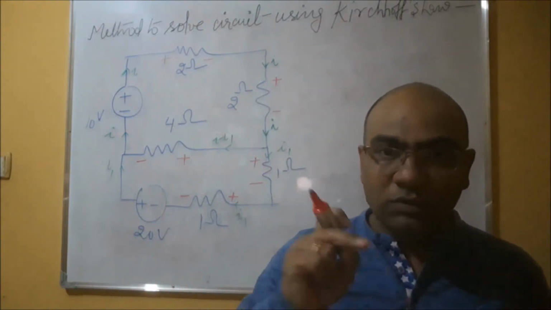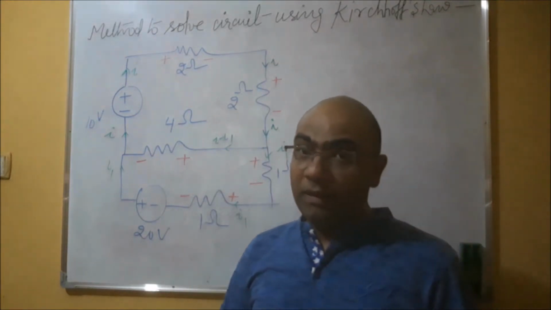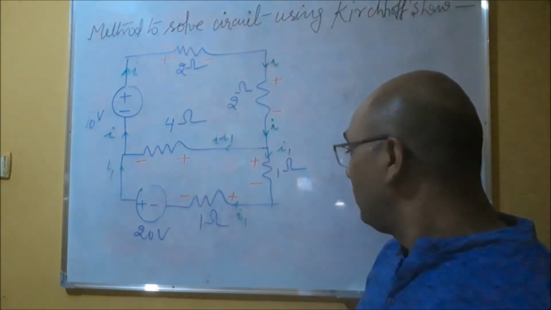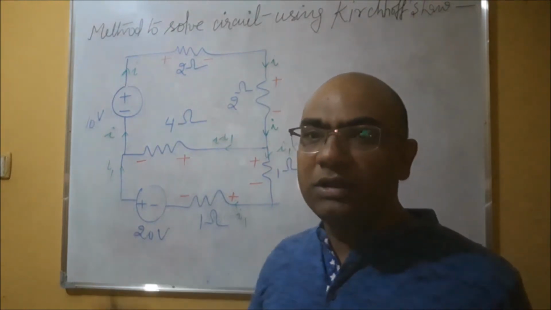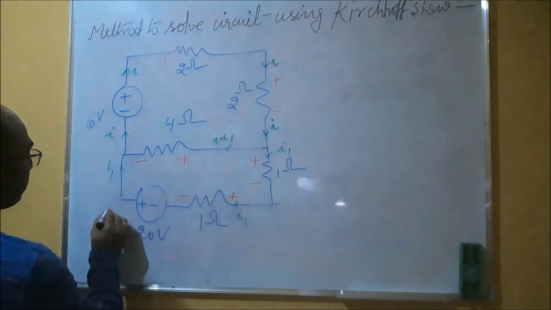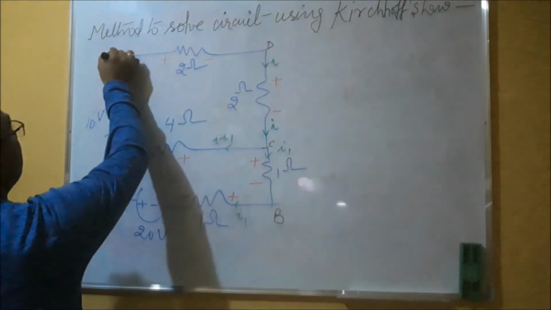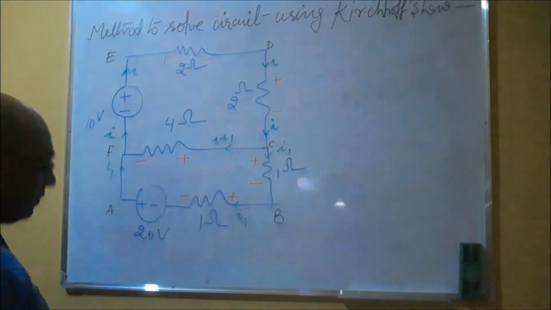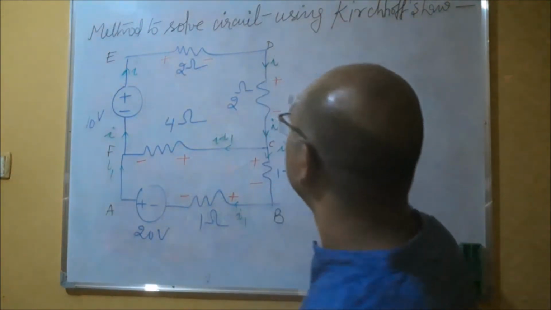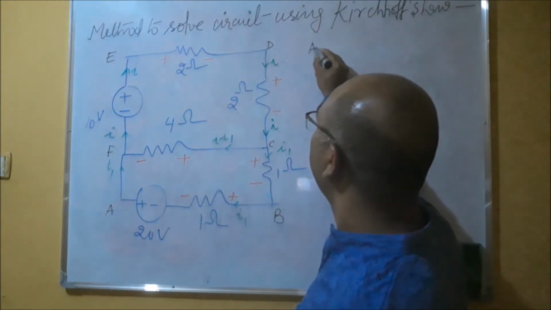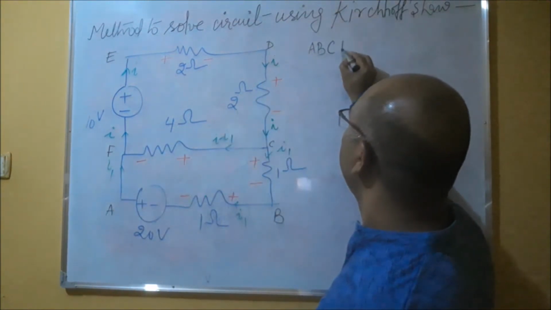After that, now choose a closed loop and write the equation of KVL. For choosing the loop, let me give names to all the points. I'll start from this point. Suppose these are A, B, C, D, E, F, right? Now I'm starting to write the KVL for the closed loop A, B, C, F, A.